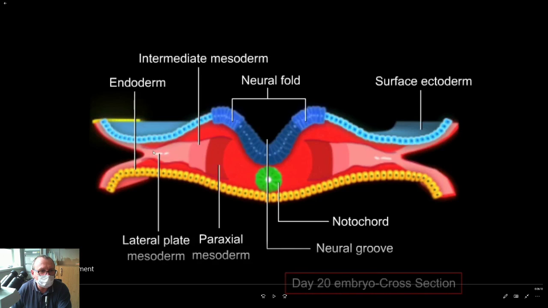Lateral plate was also used for development of the intraembryonic cavity, the intraembryonic coelom. What we still didn't use so much is this middle part of the mesoderm, which is called intermediate mesoderm. But today we'll need it very much.